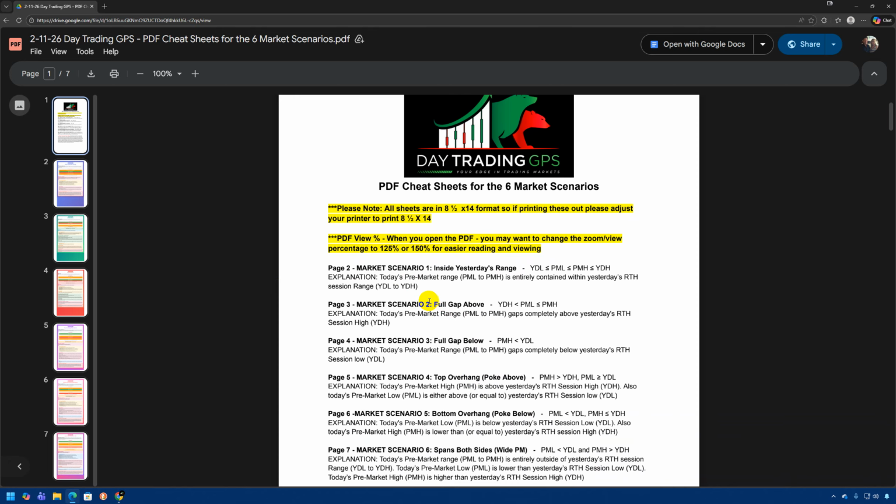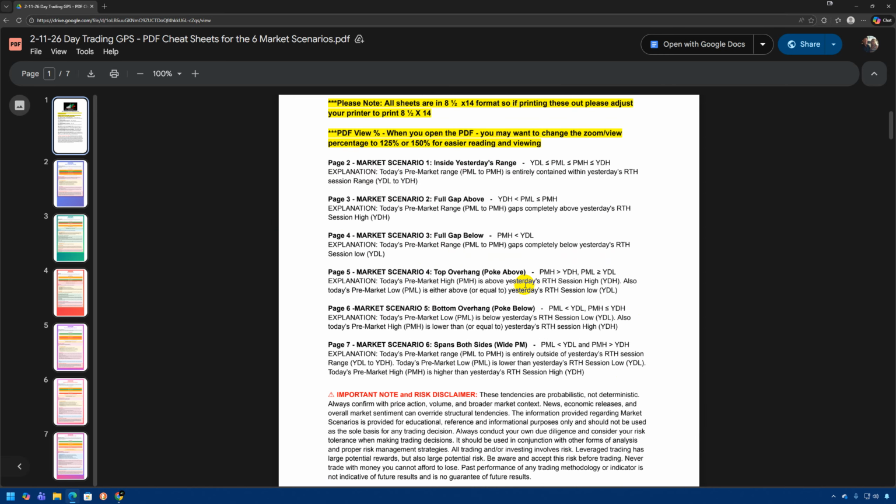Okay, so now we'll just run through these 6 market scenarios here. Market scenario 1, inside yesterday's range. Explanation: today's pre-market range, PML to PMH, is entirely contained within yesterday's RTH session range. This is just giving you a brief description of each, and then we'll get into the cheat sheets, which give you all the full information.